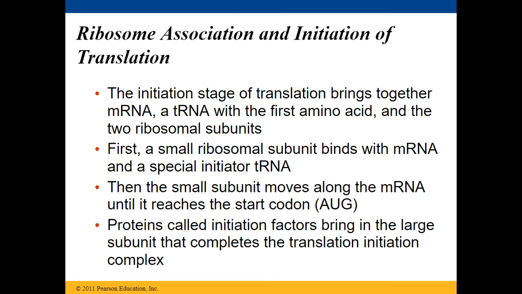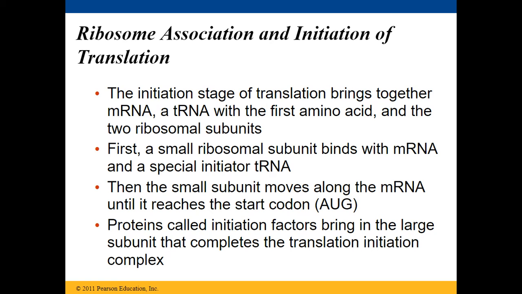Ribosomal association and initiation. The initiation stage of translation brings together the messenger RNA, a transfer RNA with the first amino acid, and the 2 ribosomal subunits. First, the smaller ribosomal subunit binds with messenger RNA and a special initiator transfer RNA. Then, the small subunit moves along the messenger RNA until it reaches the start codon. The start codon is always AUG and codes for methionine. Always AUG, that is always the start site.